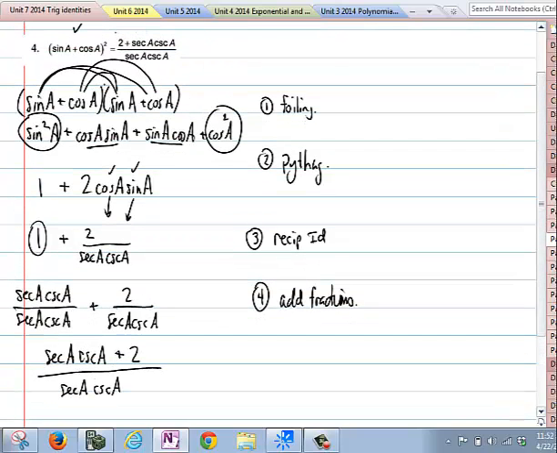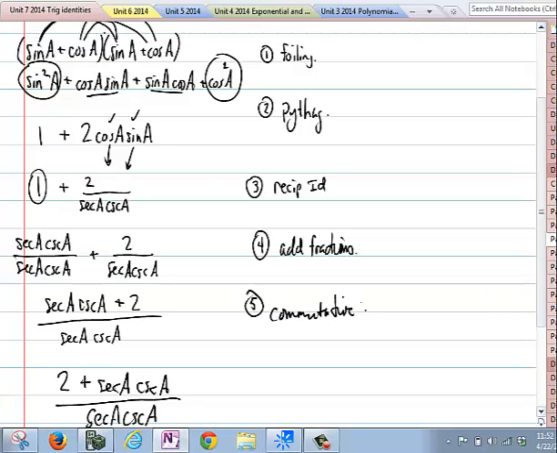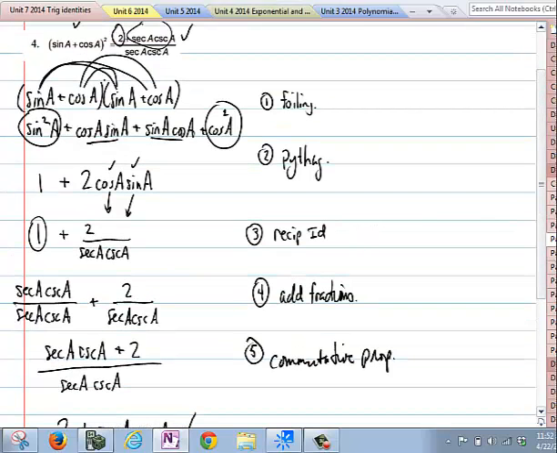You can see here just that the 2 and the secant of A terms are switched. So I can switch them in my last step by using the commutative property. So my last step is going to be to rewrite the numerator as 2 plus secant of A cosecant of A all over secant of A cosecant of A, and that would be the commutative property. And that checks out with what I originally started with.